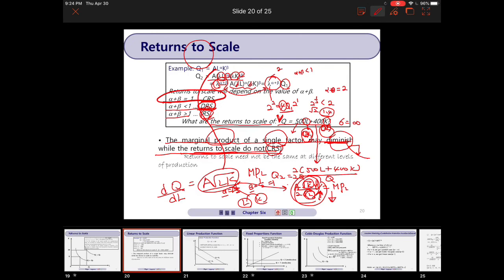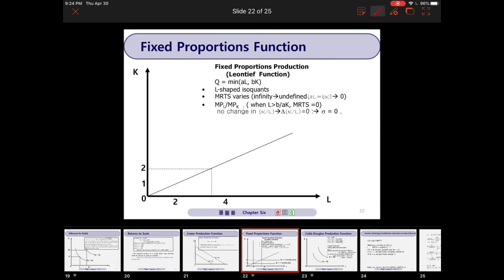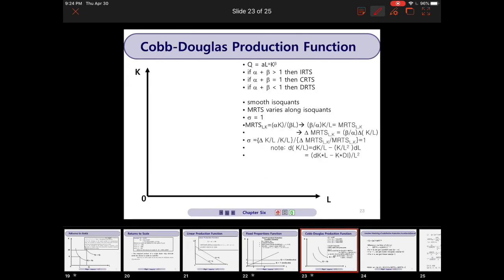Okay. So I think for today, I'd better stop here. And let me explain the linear production function, fixed production function, and Cobb-Douglas production function next time. So let me finish today's lecture here.